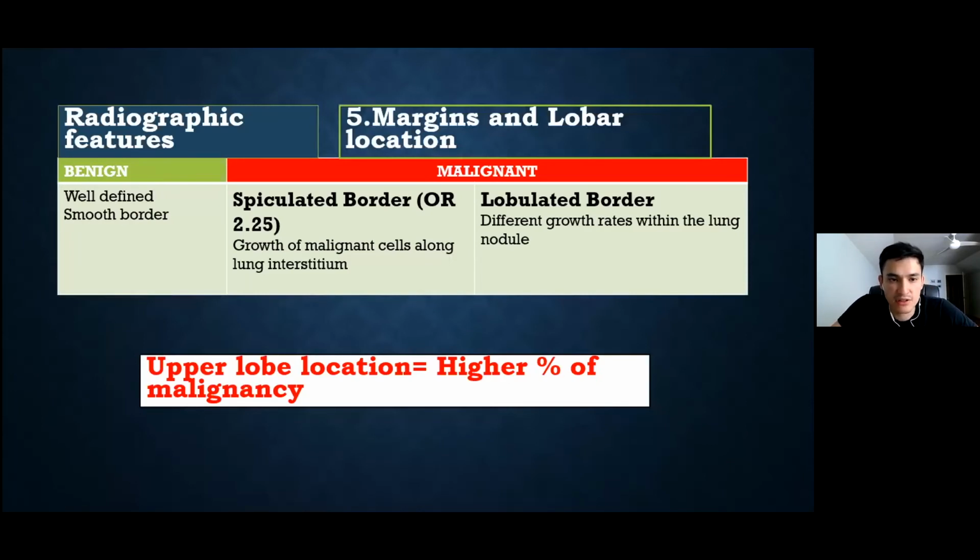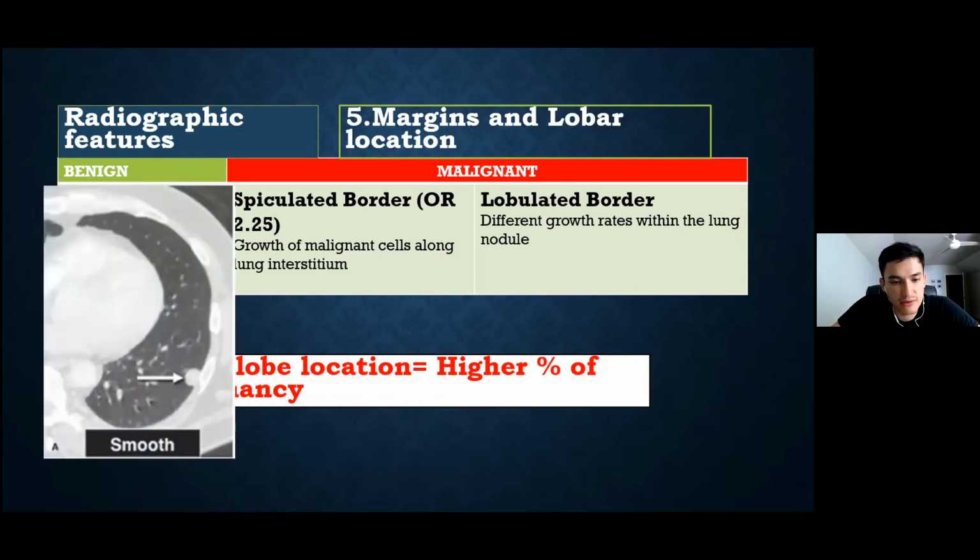Another radiographic feature is the margins and the location. If the margins are well defined and the border is smooth, then it's most likely benign. If the margins are spiculated, this is a high risk feature, and it represents the growth of malignant cells along the lung interstitium. If the margins are lobulated, it's an intermediate risk, but it's also suspicious, and it represents different growth rates within the lung. And also, if the nodule is present in the upper lobe, then the risk of malignancy is higher than a location in another lobe.